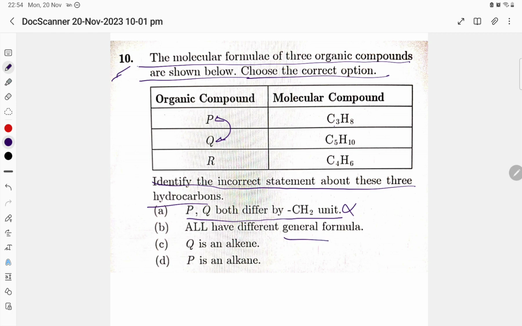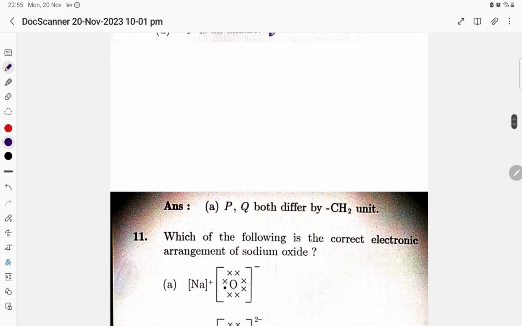All have different general formulas. Here it is what? This is CnH2n+2, CnH2n and CnH2n-2. So all have different formulas. The B is the correct one. No problem. Q is an alkene. This is also correct. P is an alkane. This is also correct. So B, C, D are correct.